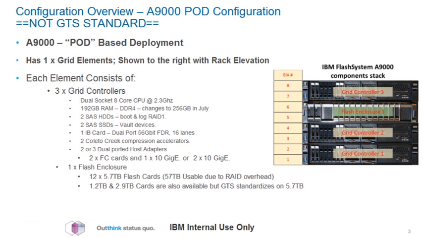You can get smaller configurations with the pod, notably the 1.2 terabyte cards, but again, GTS standardizes on the 5.7, and it's got the same RAID overhead as the A9000R version. Notable here is the current configuration is 192 gigabytes of RAM, which serves as your cache. That puts it close to performance parity with the A9000R.